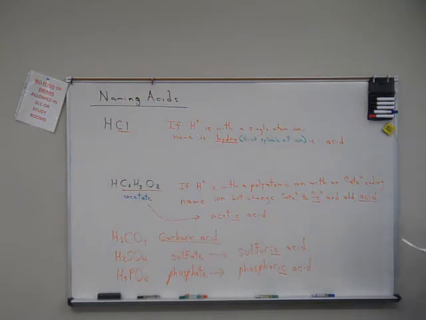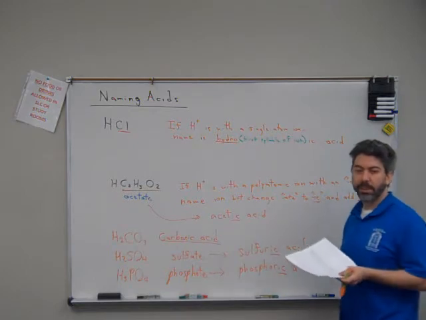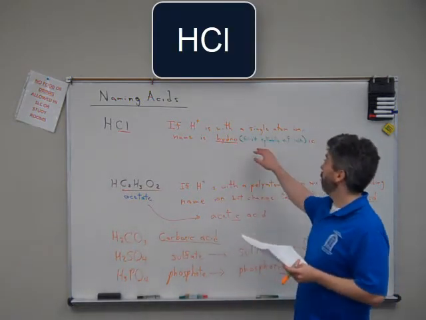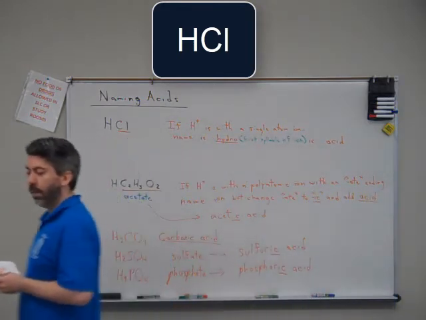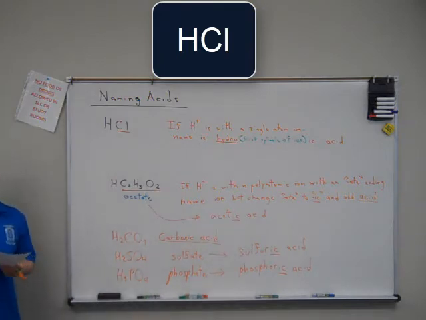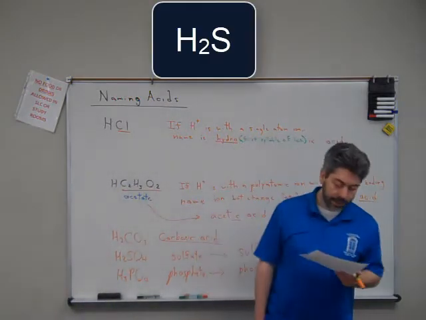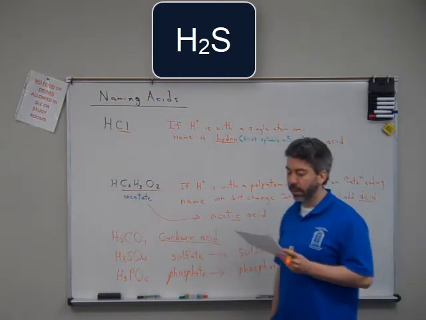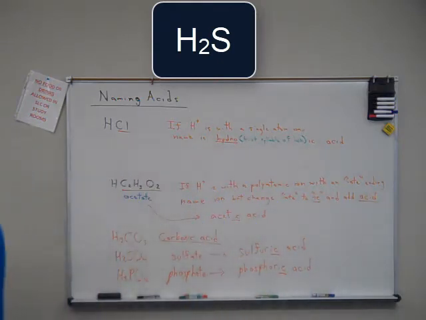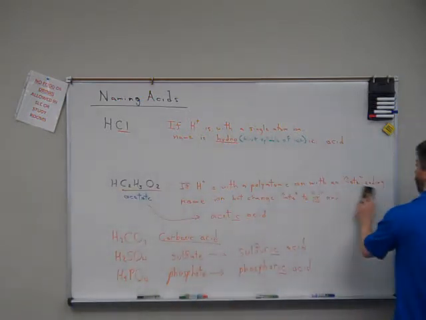Alright, so let's go through these compounds real quickly and identify them as either acids, bases, or salts, okay? So HCl, what is that? Acid. That's an acid, and the name is hydrochloric acid, right? And is it a strong acid or a weak acid? Strong. It's one of those 7 strong acids that you need to memorize. Alright, what about H2S? Is that an acid, base, or a salt? It's an acid. It's a weak acid, and the name is hydrosulfuric acid, exactly. So H2S is a weak acid, and hydrosulfuric acid is the name.